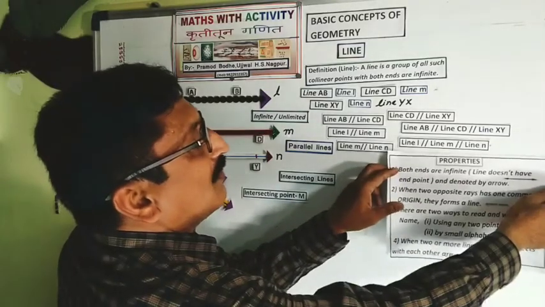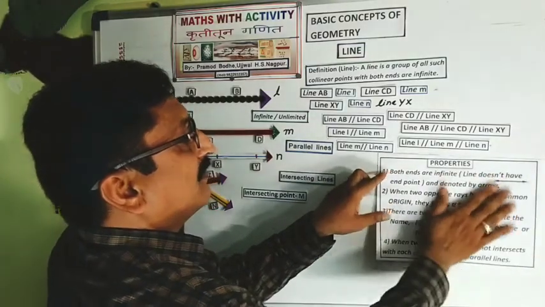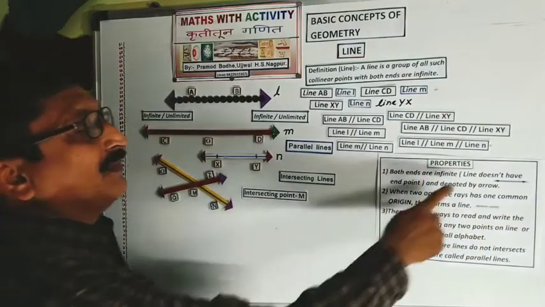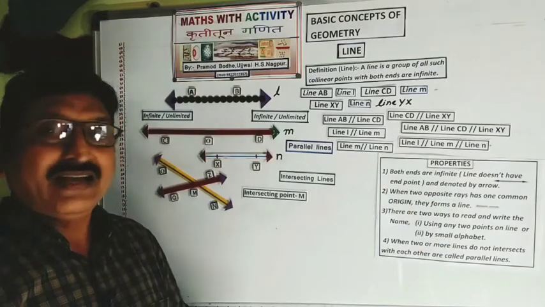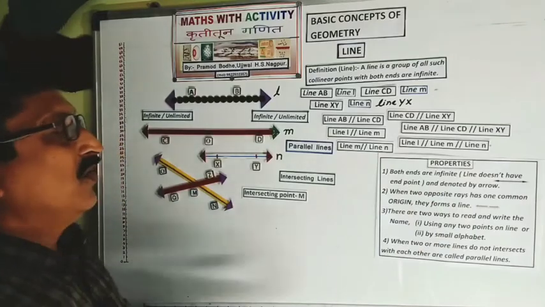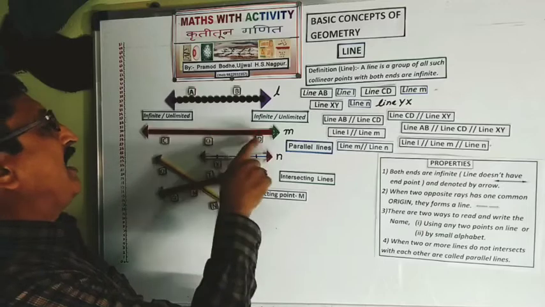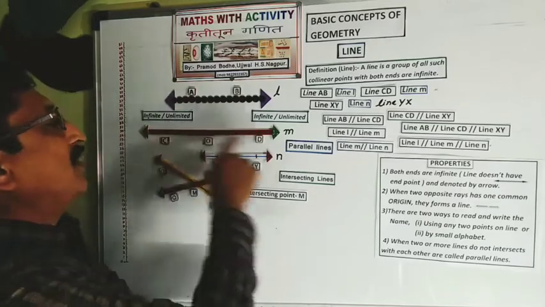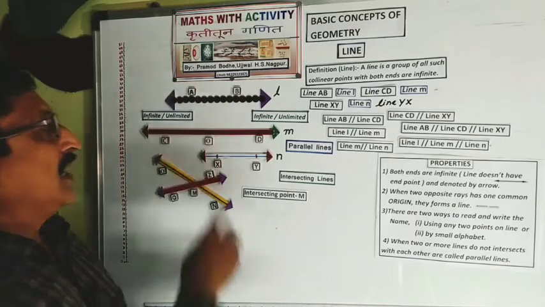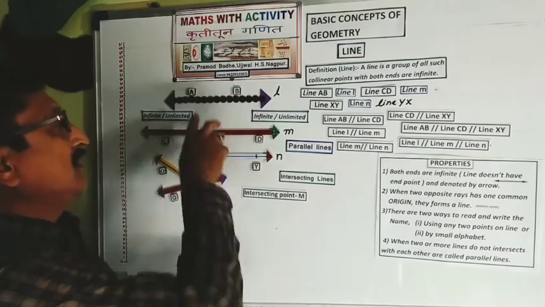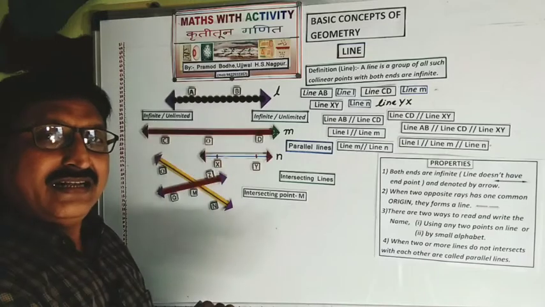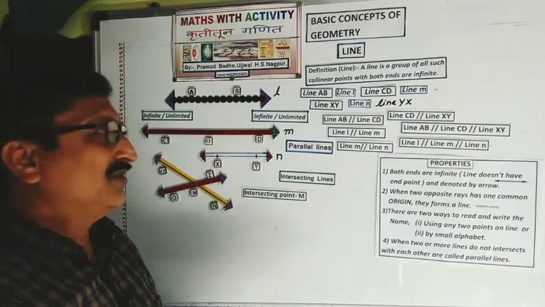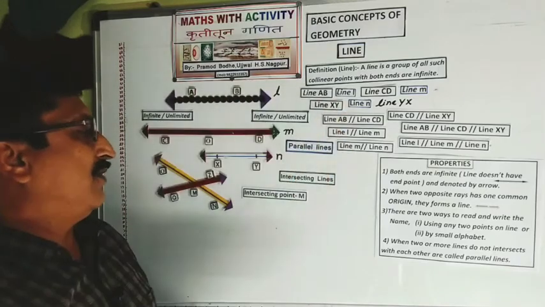Let's overlook the properties. Number one, both ends are infinite, as I denote here. That means a line does not have an end point, and therefore it is denoted by arrows. When two opposite rays, see here OD and OC are opposite rays and they have the common origin O, then they form a line. There are two ways to write the name: one, using any 2 points on the line, or by a single alphabet you can indicate or write the name of the line.